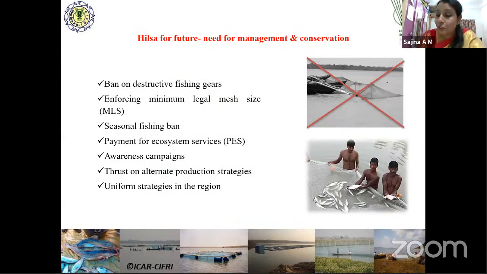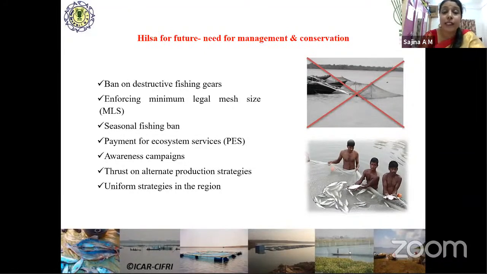Yeah, and we need Hilsa for the future too. So I would conclude by suggesting some strategies for managing and conserving this important resource. The first and foremost is a ban on destructive fishing gear such as bag nets. We all know there is a legal mesh size allowed for Hilsa, that is 90 mm, and there is poor enforcement of this MLS. Though there is a ban in the marine areas, there is no fishing ban in the inland area.